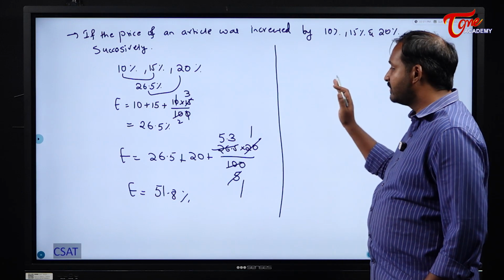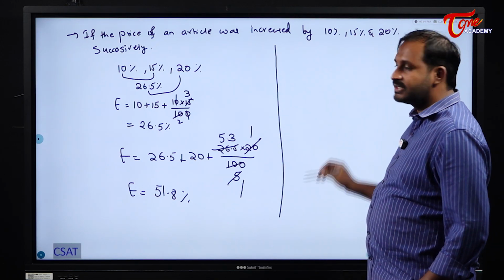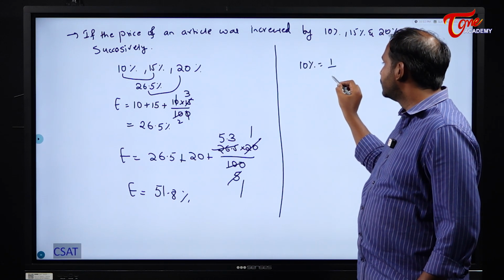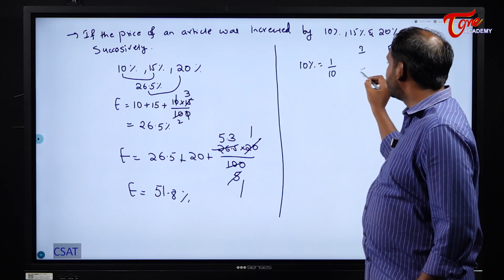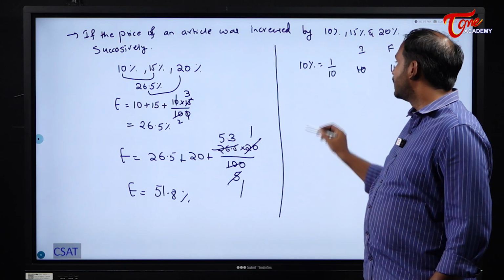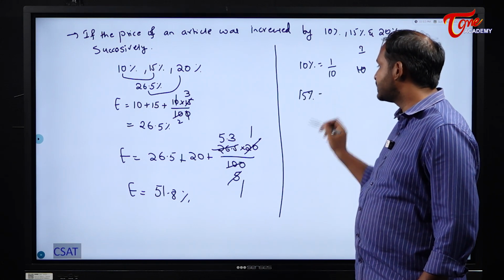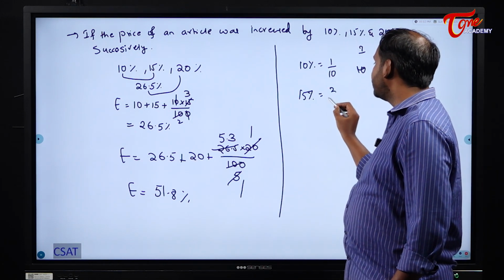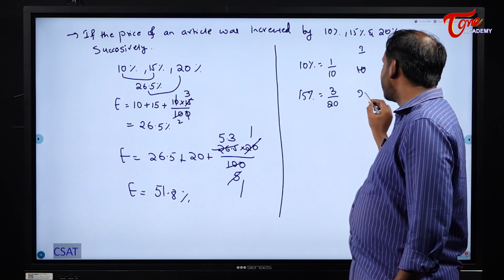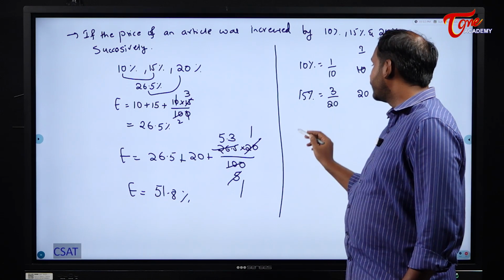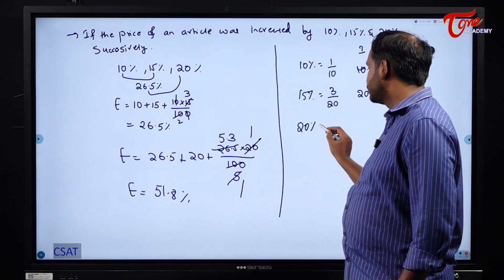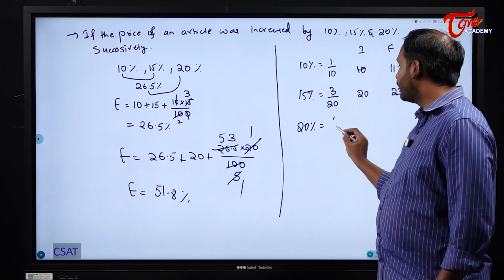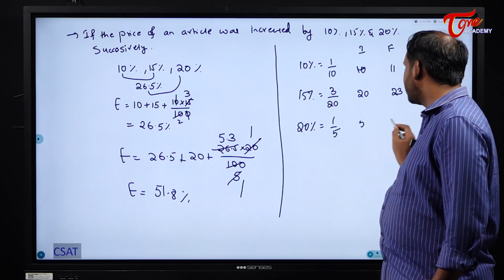Now if I go with the same thing with the shortcut method, increased by 10%, 15% and 20%, right? So 10 percentage, how can I write? 1 by 10. So initial, final, it becomes 10 and 11. Next 15 percentage, how can I write 15 percentage, students? 15 by 100, it will become 3 by 20. So initial becomes 20, final becomes 23. Next 20 percentage. It will become 1 by 5. So initial becomes 5 and final becomes 6.